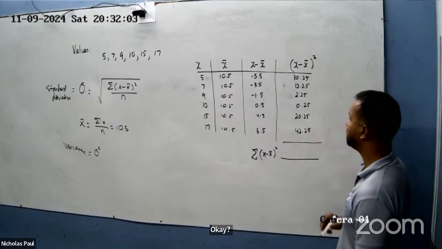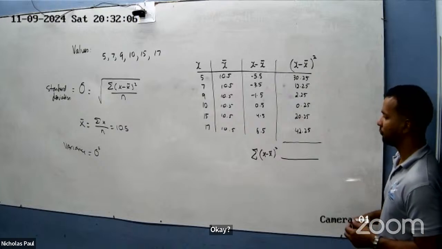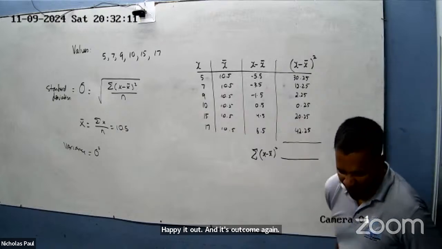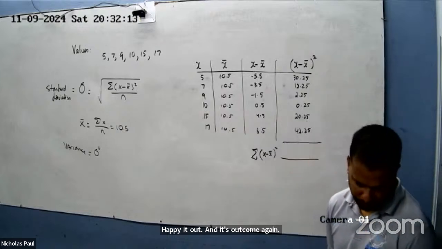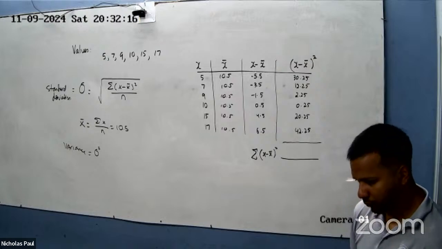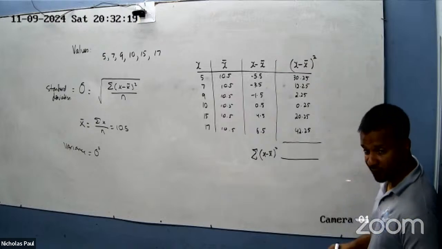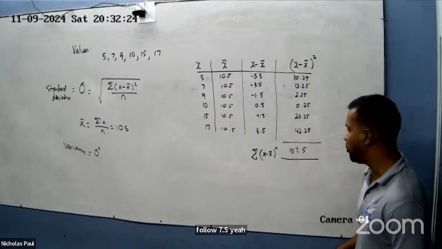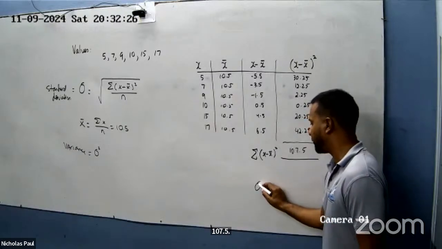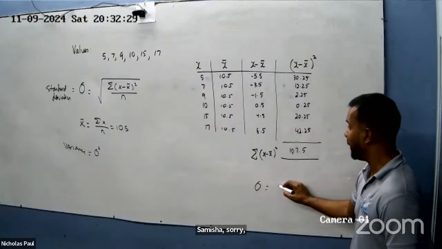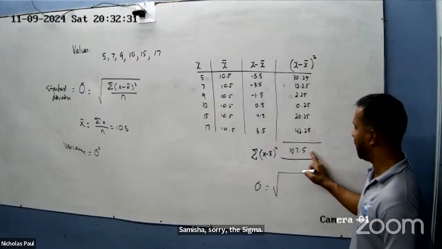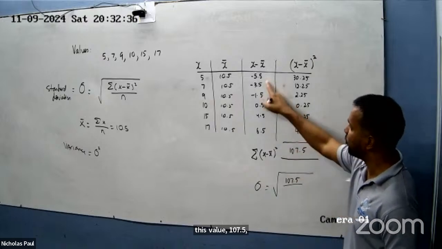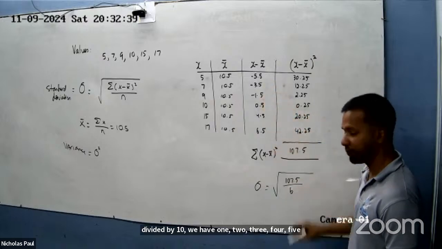107.5. Yeah. 107.5. Right? Now wrap it up. The sigma is the square root of this value, 107.5, divided by n. We have 1, 2, 3, 4, 5, 6 values. That's it.